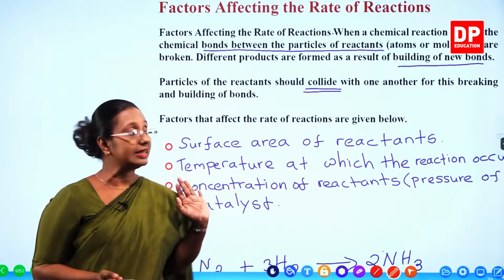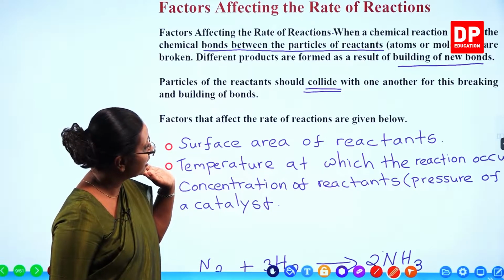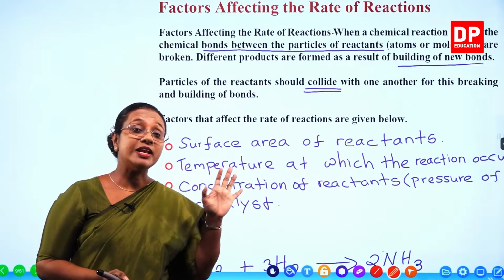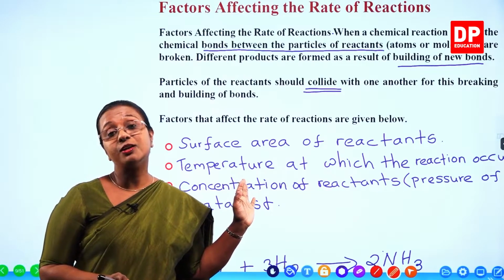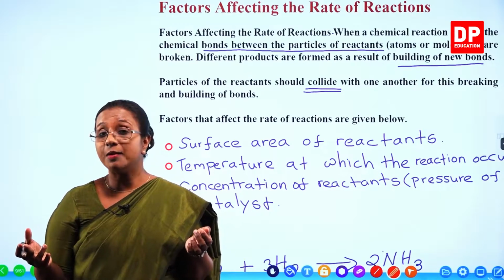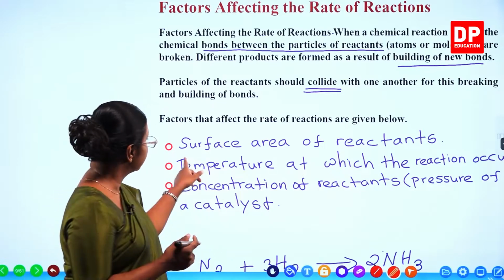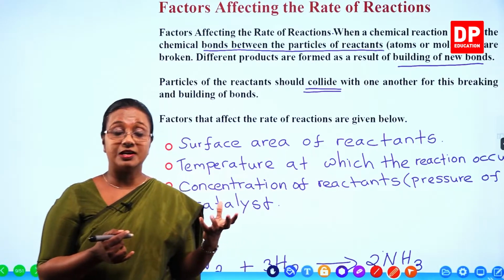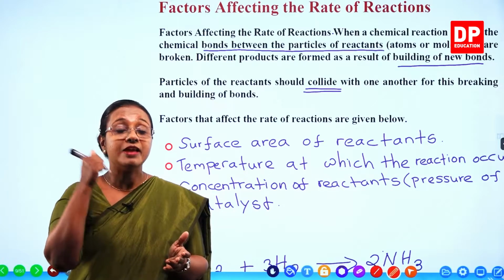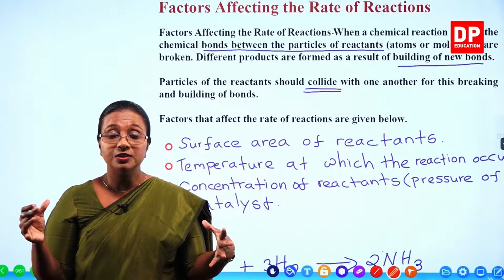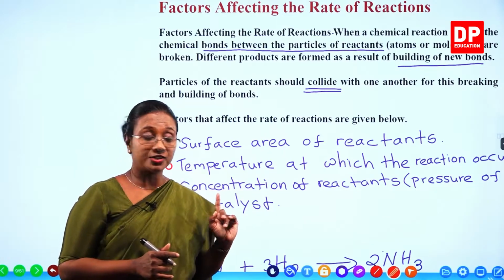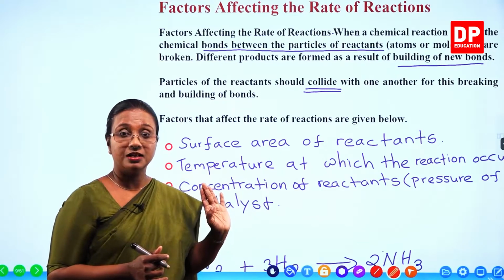So, the factors that affect the rate of reactions are given below. One is the surface area of reactants. Now, when I explained how we can calculate rate of reaction, I told you about calcium carbonate chips and calcium carbonate powder. There the surface area of reactants is different. Something you have as a large chunk of substance, when you crush it, becomes powder. So there the surface area changes. That affects the rate of reaction.